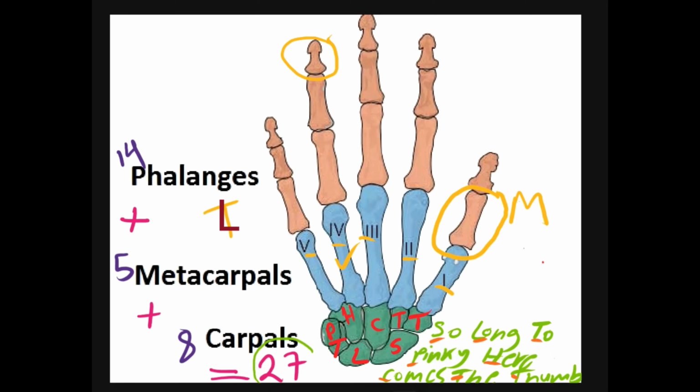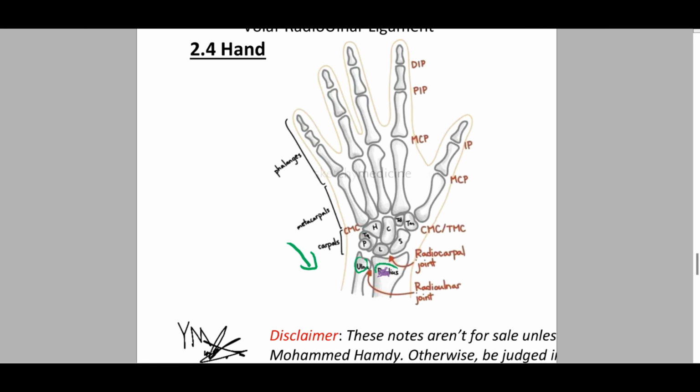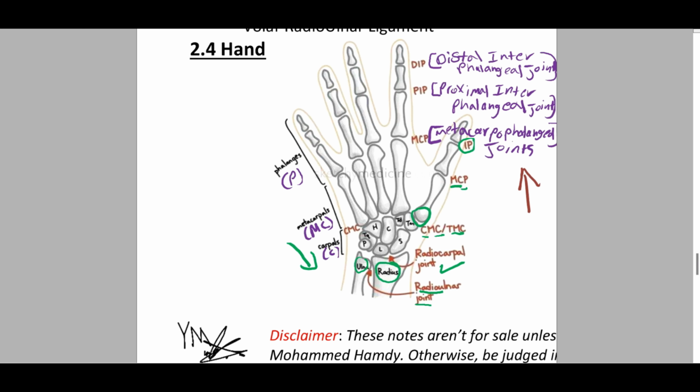Down under the carpals we have the ulna medially and the radius laterally, and so our first joint is the radioulnar joint. The name of the joint is made from the bones. Then the radiocarpal joint, followed by the carpometacarpal joint, or else called the trapeziometacarpal joint here. Then the metacarpophalangeal joint and the interphalangeal joints. You can write the full forms if you are still confused. Basically remember phalanges P, metacarpals MC and carpals C, and the mnemonic of the carpals. So long to pinky, here comes the thumb.